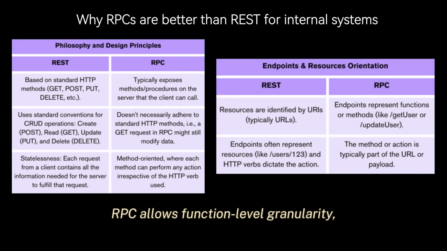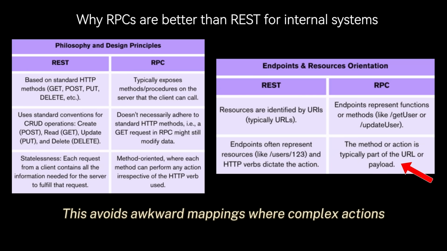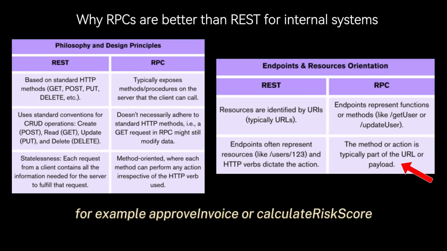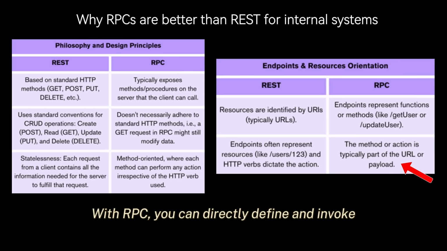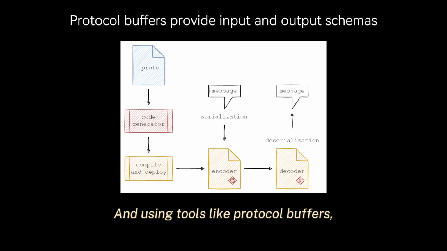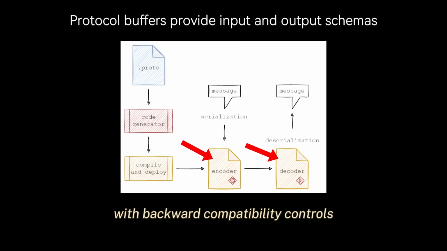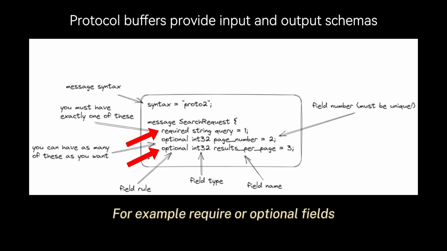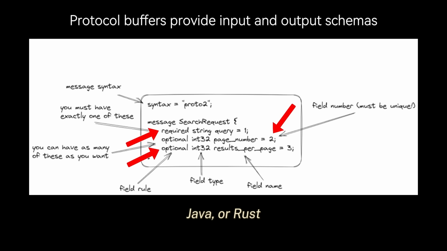So first, RPC allows function-level granularity, meaning each endpoint is mapped to a specific action or method, not just a resource. This avoids awkward mappings where complex actions, for example, approve invoice or calculate risk score, must be shoehorned into post requests in REST. With RPC, you can directly define and invoke strongly typed functions, and using tools like protocol buffers, you can define precise input and output schemas with backward compatibility controls. For example, required or optional fields, versioning using field numbers, etc. And this leads to better developer ergonomics, especially in strongly typed languages like Go, Java, or Rust.